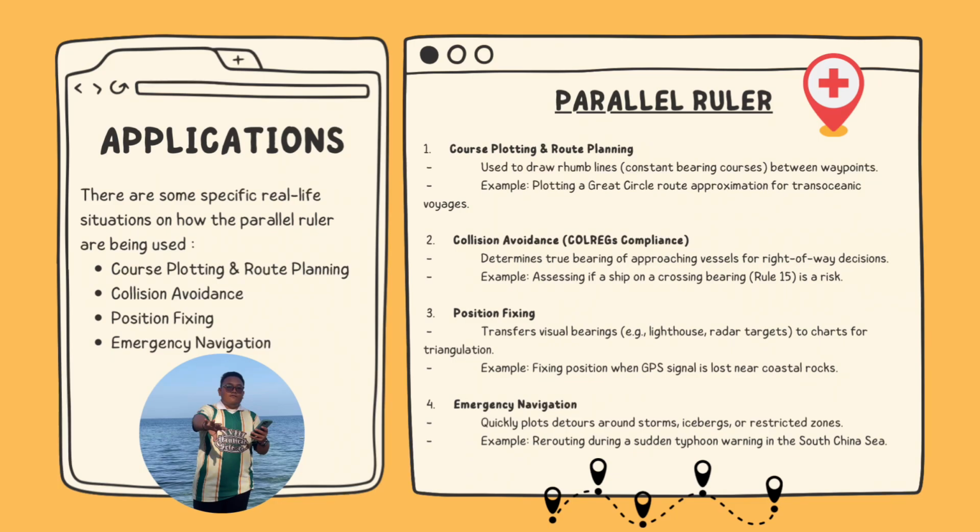The last one for the parallel ruler is emergency navigation. As I said earlier, we have a chart. Let's say your captain is speaking, and he needs to know exactly what time we have to arrive at our final destination. You need to rush, take the ruler to the chart table, then mark the given coordinates from your GPS or even from your bearing.